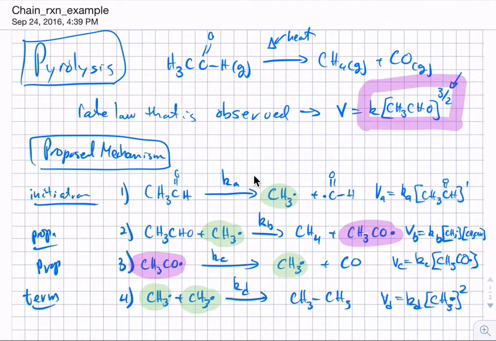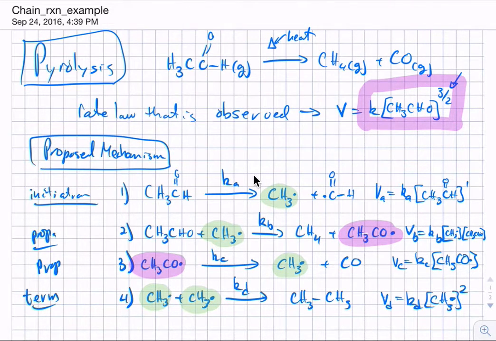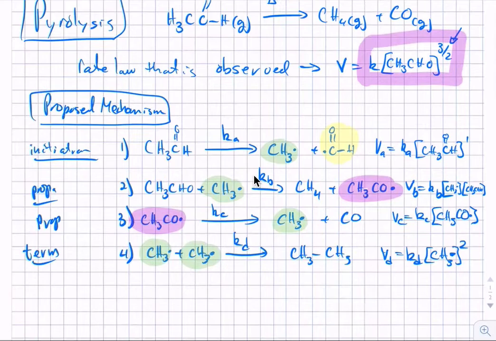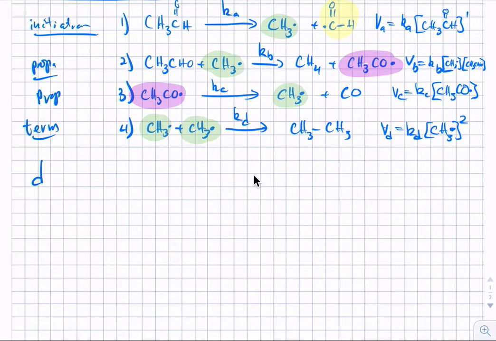Do note that there is one other radical that's produced, and I will indicate that with this yellow, and that's this one over here, but we're going to essentially ignore that one because it doesn't go on to react in this particular mechanism. So we're going to focus on the methyl and the aldehyde minus the proton. So let's look at the aldehyde minus the proton first. Let's ask ourselves what can change that concentration.